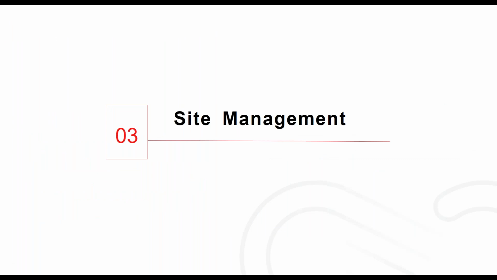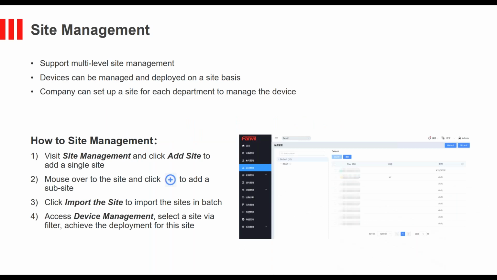Now let's talk about site management. Site management is really the next lowest level. In site management, you have the ability to set up different departments. Within an organization, you can say you have organization A. In organization A, you can identify the HR department, the sales department, and the engineering department. That's where you can really assign multi-level site management.